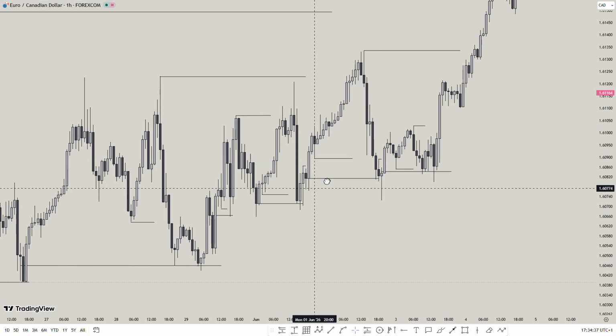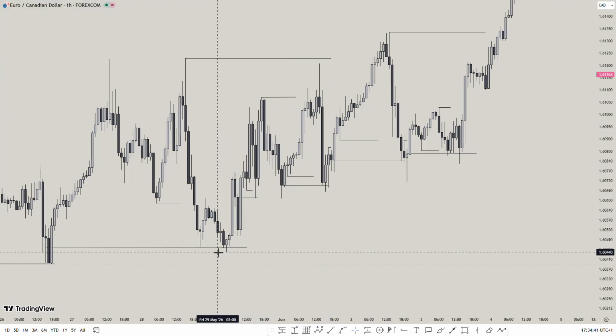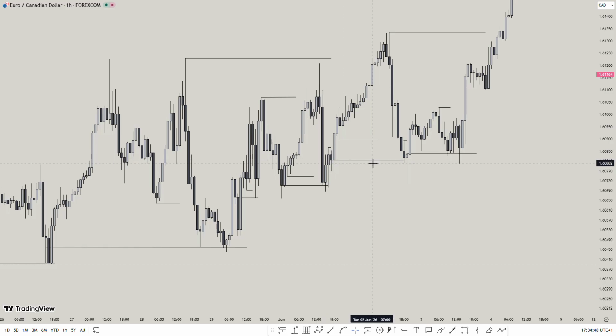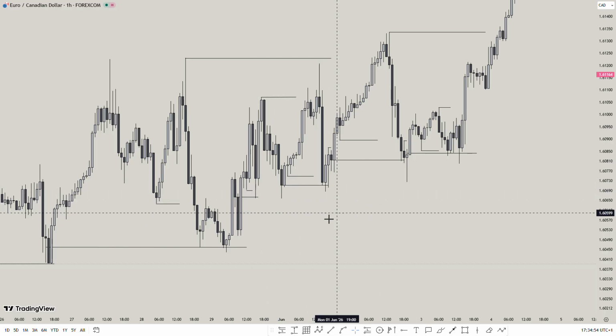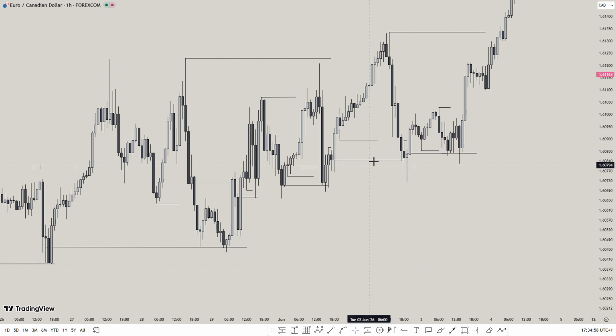So the price came and took out this high, right? So now we had a new range from this low to this high, all right? So now I didn't want to just assume that price was going to buy from here because now we have a bunch of liquidity: we have this low, this low, this low, this low, even this one. So price could easily come and take all of them out, right?